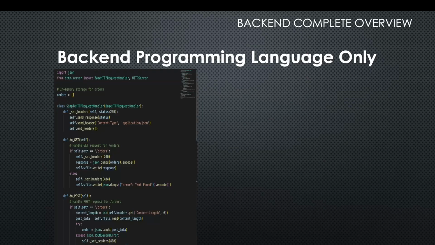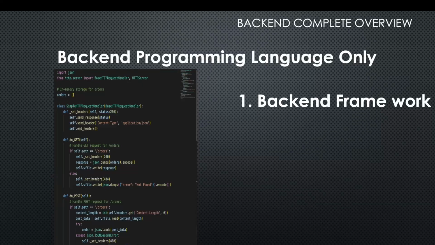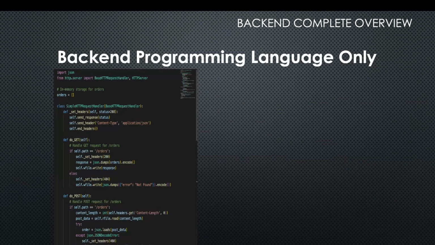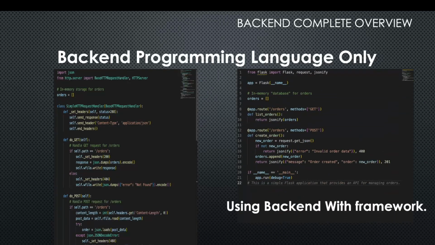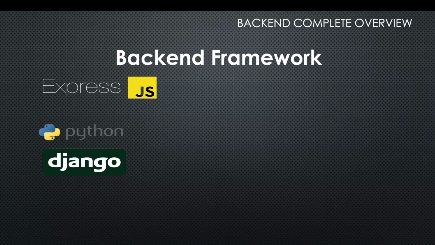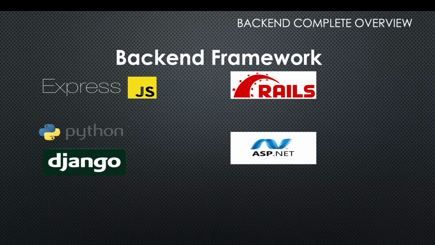However, using a backend programming language by itself is actually really complicated and difficult. It requires a huge amount of code. There are two tools that we use to help with this: a backend framework and a package manager. A backend framework is used to create a server much easier and with less code. Each backend programming language has a few different frameworks to choose from, but the most popular ones are Express for JavaScript, Django for Python, Rails for Ruby, ASP.NET for C#, and Spring for Java.